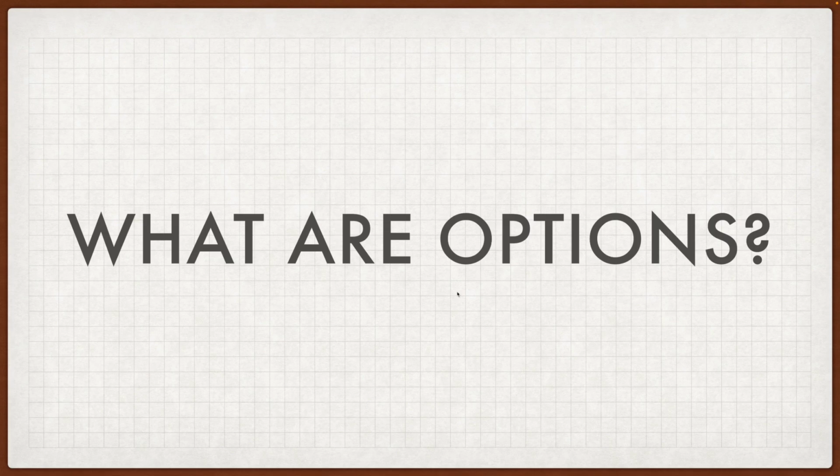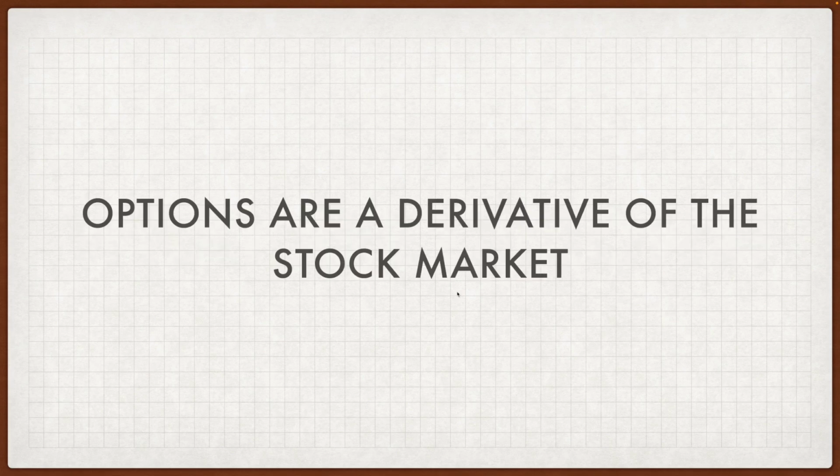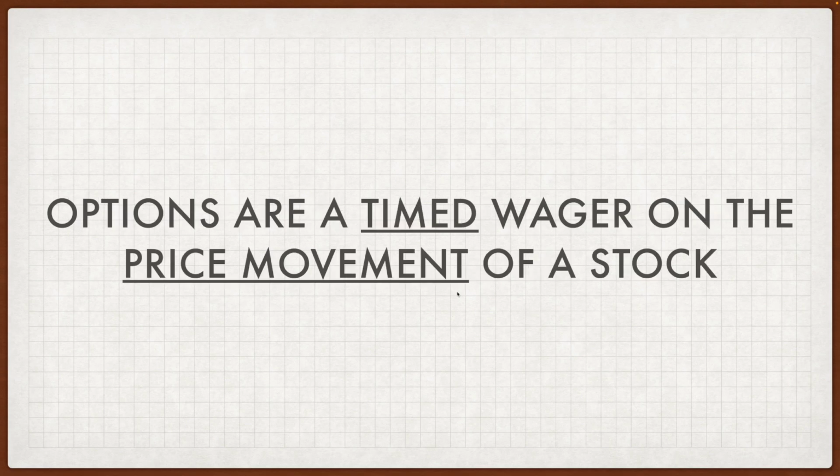And what are options? Options are a derivative of the stock market. That means that when you trade an option, you are not trading a stock. Instead, you are trading a contract which relates to the price of the stock. Options are a timed wager on the price movement of a stock. It's important to understand both of those.